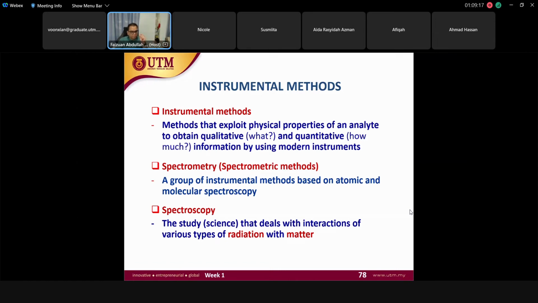And when we say molecule, molecular, for example, our analyte now is paracetamol. What is paracetamol?